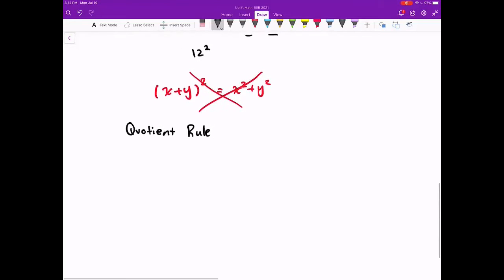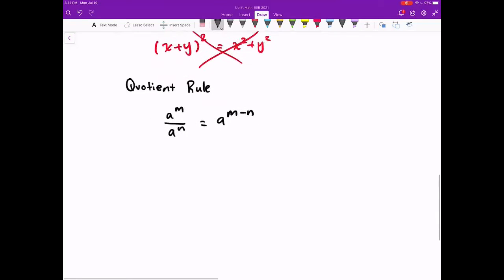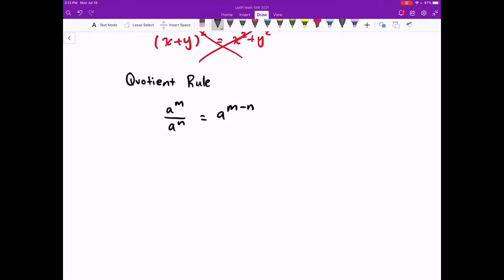So the general format for this rule is when we have a base a to the power of m, and then a to the power of m divided by a to the power of n. And this is actually equal to a to the power of m minus n. So it's the power on the numerator subtract the power on the denominator. So we can do an example. So we have like 2 cubed divided by 2 squared. And this is just equal to 2.